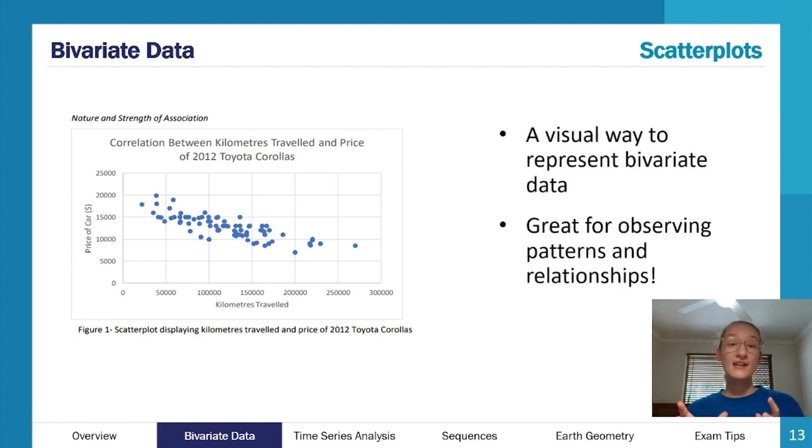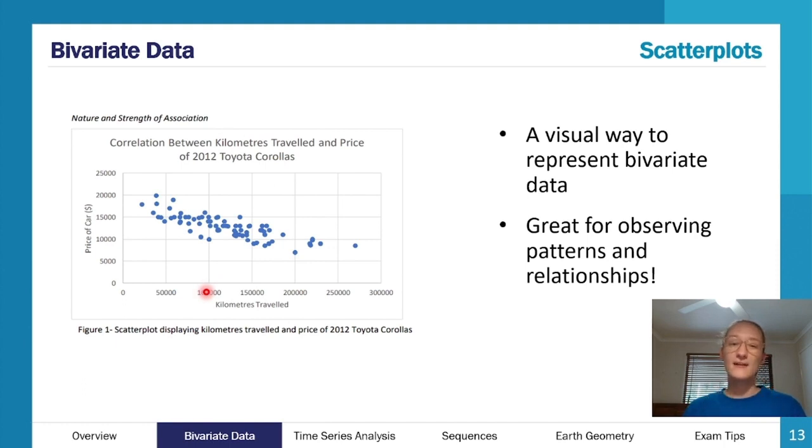So like I said, another really good thing about scatter plots is they're visual. We can see patterns, we can see trends, and then we can observe them and discuss them and see what they actually mean. A few key things in scatter plots: make sure the title is always really important. And again, we're usually talking about correlation in scatter plots. So I've called this correlation between kilometers traveled and price of 2012 Toyota Corollas.